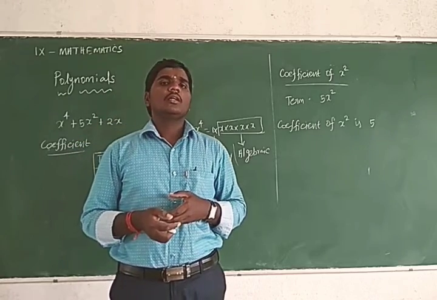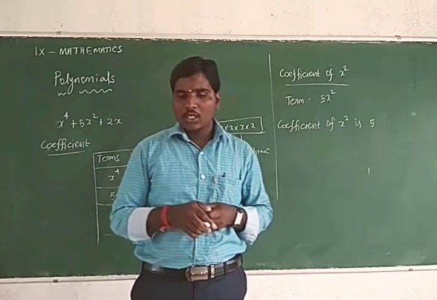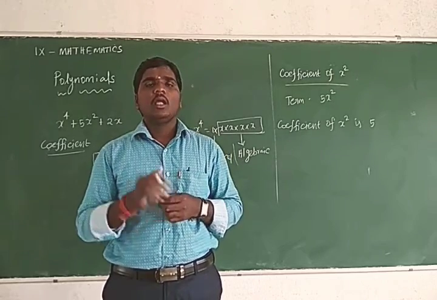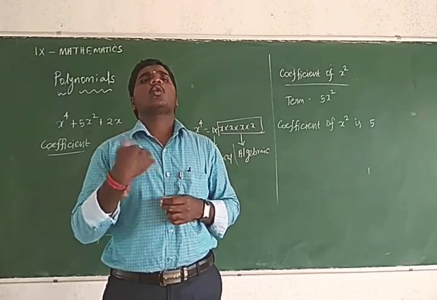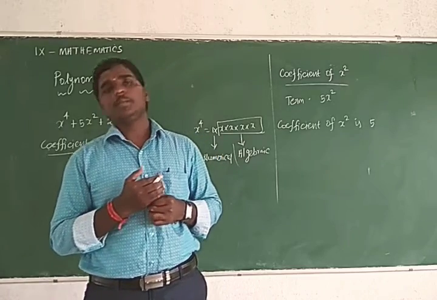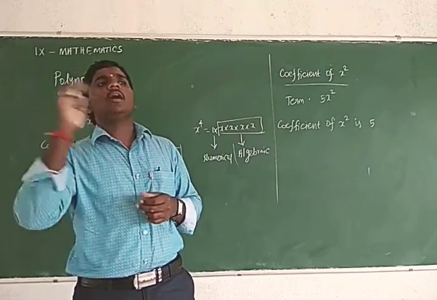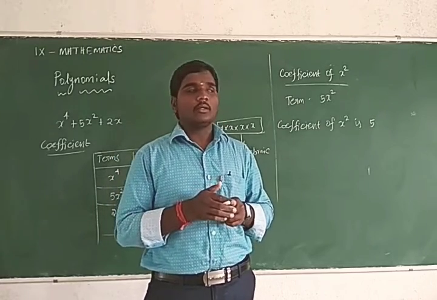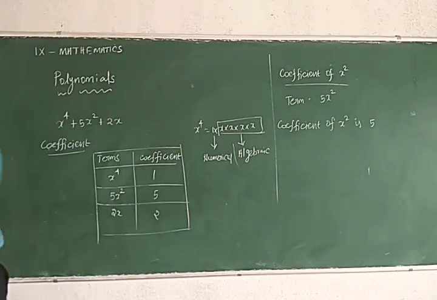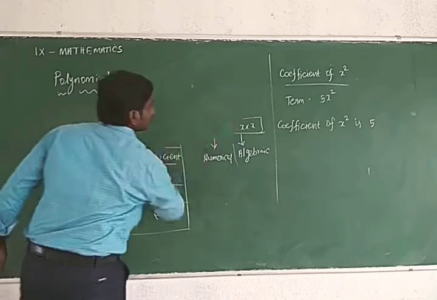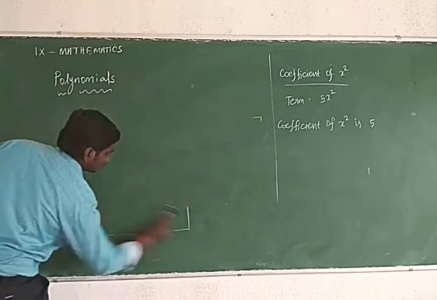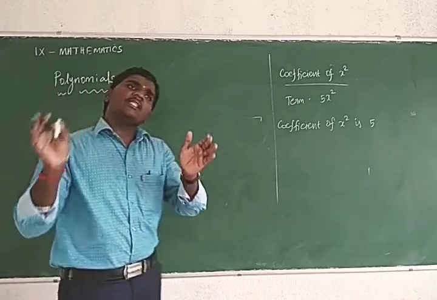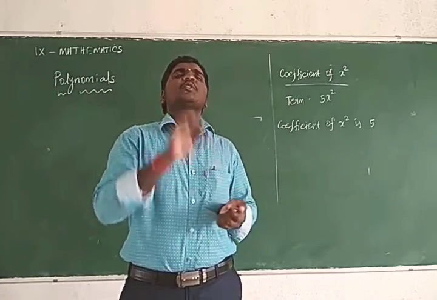Next, polynomials. Some types of polynomials: constant polynomial, zero polynomial, linear polynomial, quadratic polynomial, cubic polynomial, then nth order polynomial. Okay, now listen. Everything is called a polynomial, but some have a specific name.